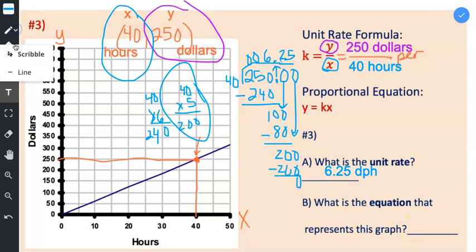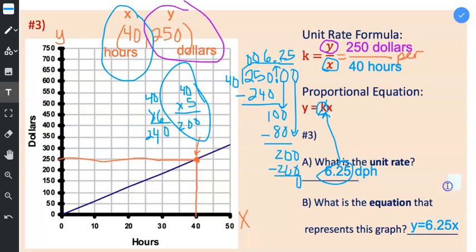So I'm going to go back to the scribble tool, and I'm going to fill in, instead of k, we're going to get rid of k, and we're going to fill in this 6.25. So the equation will be y equals 6.25x. So instead of y equals kx, we took k out and replaced it with 6.25. So the unit rate is $6.25 per hour. The equation is y equals 6.25x, and we have now completed this problem.